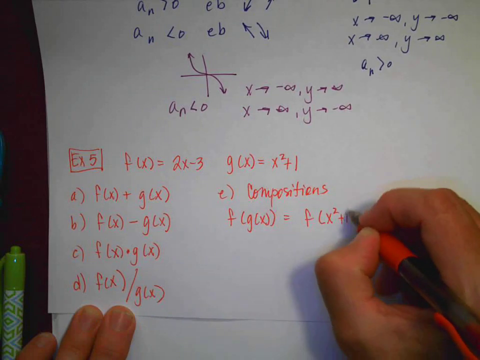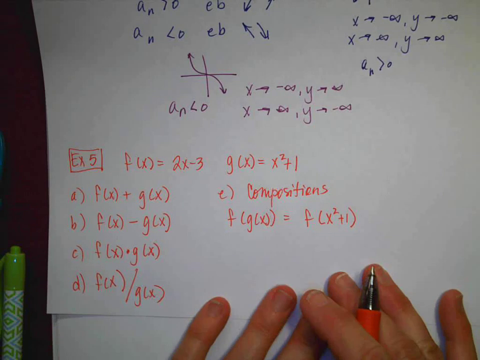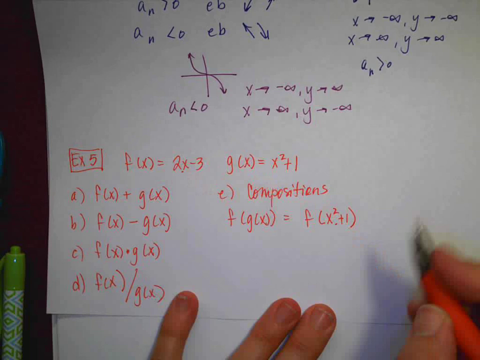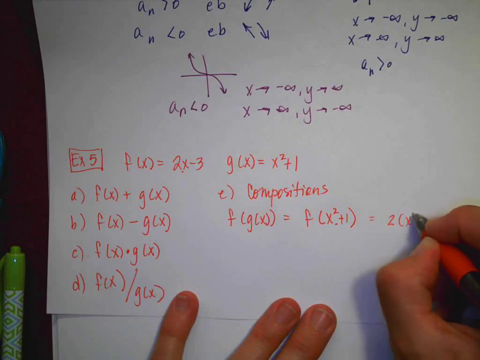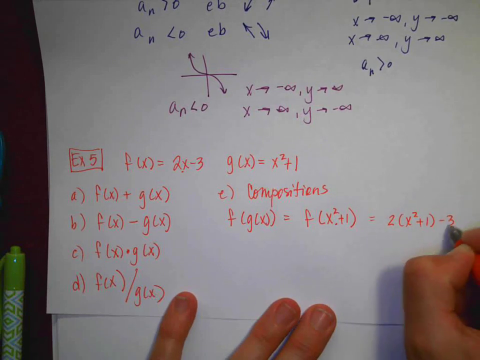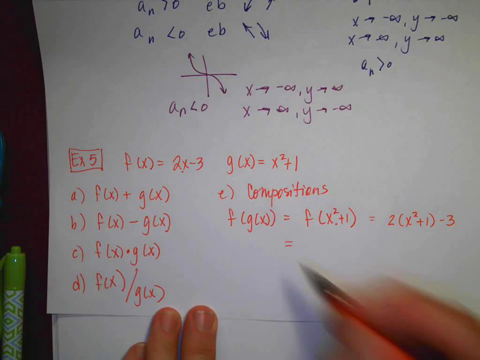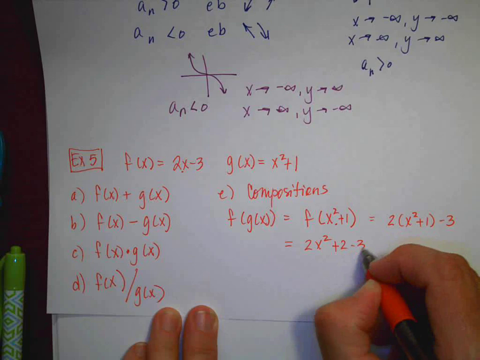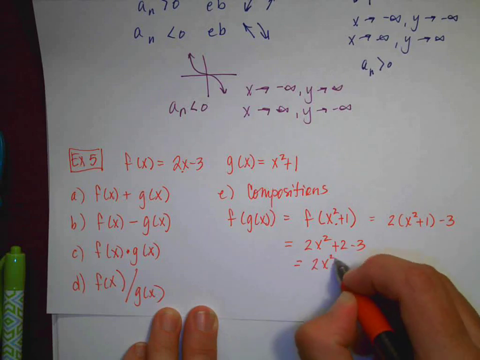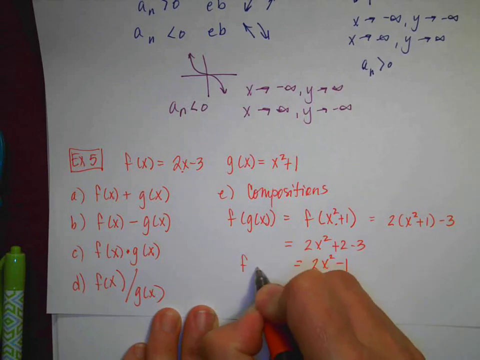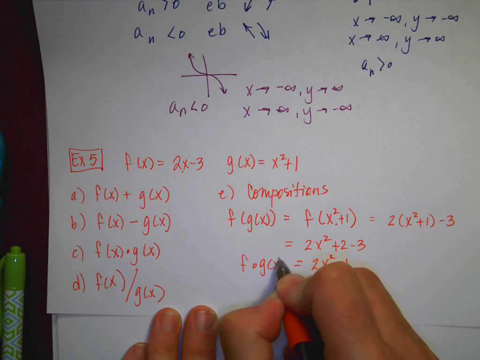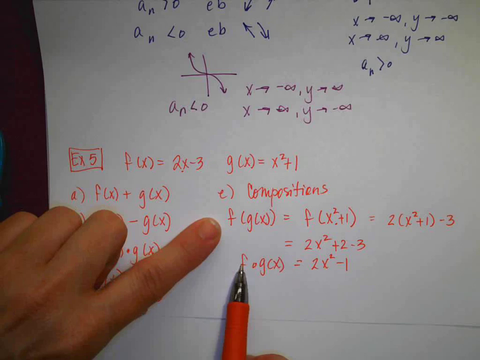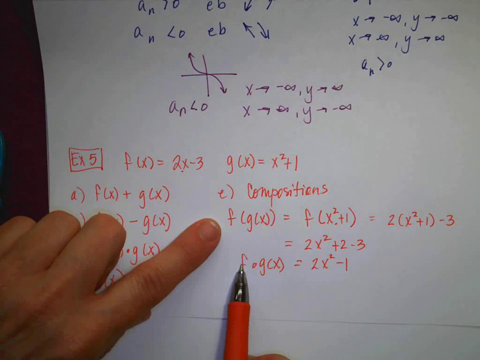So if I wanted to do f of g of x, then that would be f of x squared plus 1. Remember that we start on the inside of the function. And now this becomes the input into this function. So that's 2 times x squared plus 1 minus 3, and then I would simplify. So 2x squared plus 2 minus 3 is equal to 2x squared minus 1. And that is the composition f of g of x.